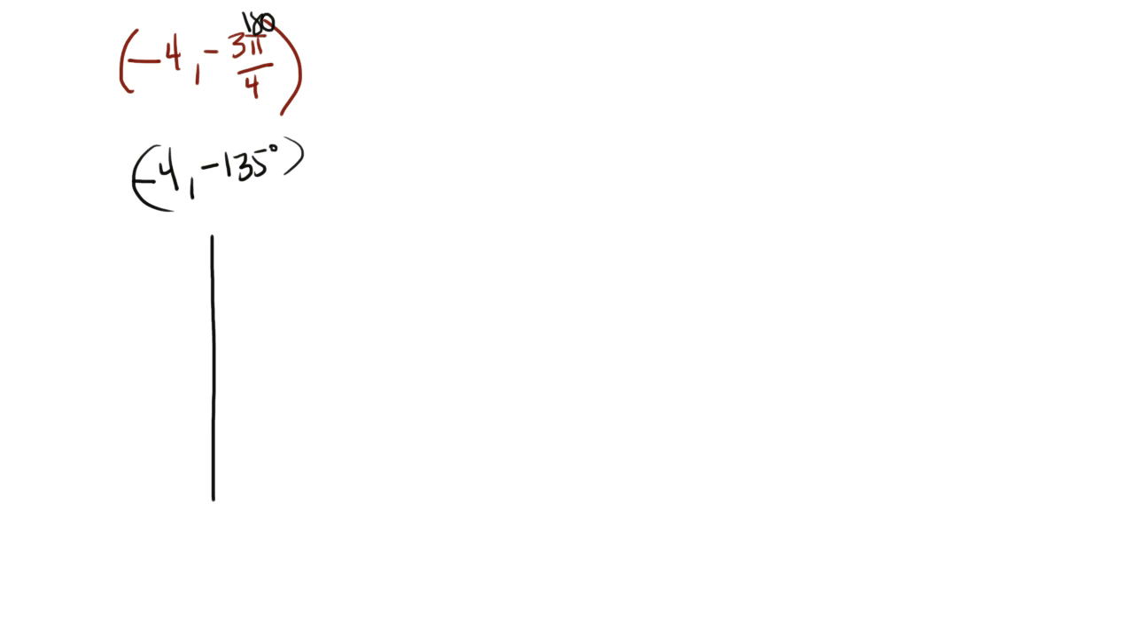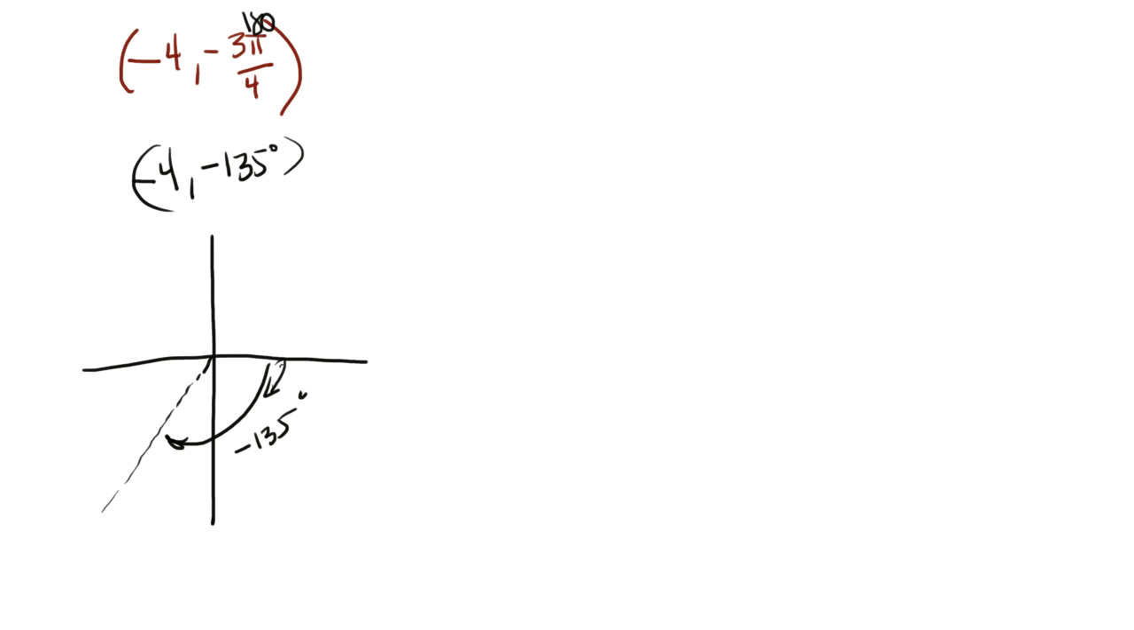And what we're going to do is graph the angle 135. So it's going down, it's going this way. That's 90, so it would be something like this, right? So from here to here is negative 135.